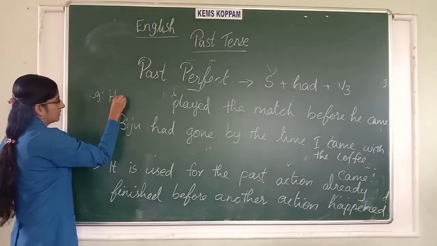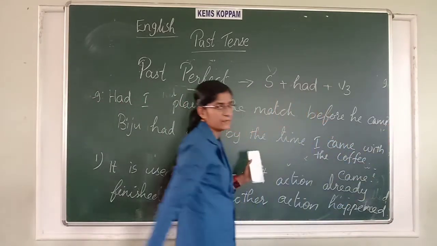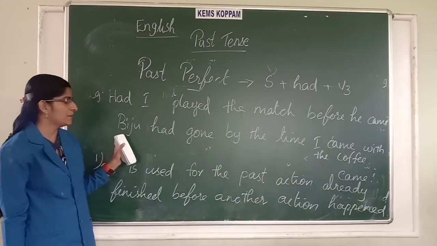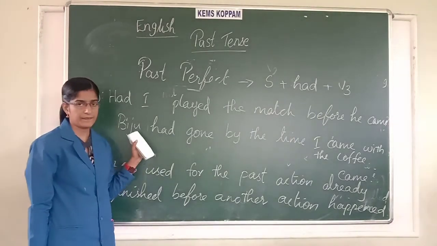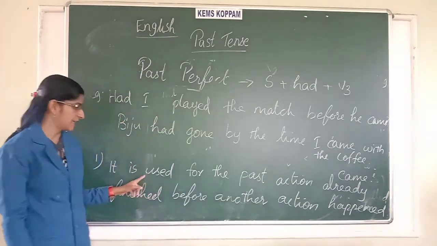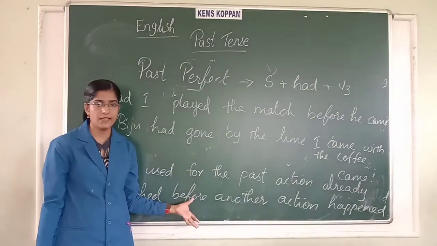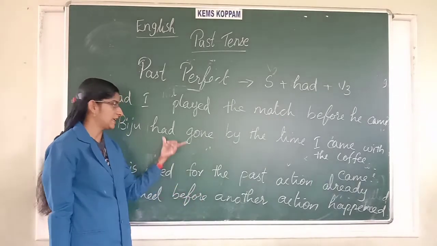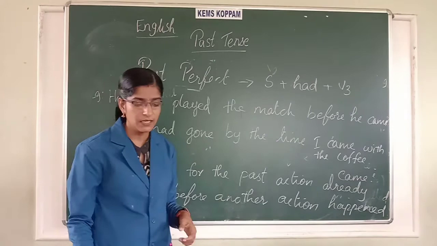Had I played? Question mark. Had I played the match before he came? Had Biju gone by the time I came with the coffee? Clear? Hope you understood what is past perfect. Past perfect is used for the past action already finished before another action happens. Both are in past, and the first finished action we write in past perfect tense, and the second action we write in simple past.